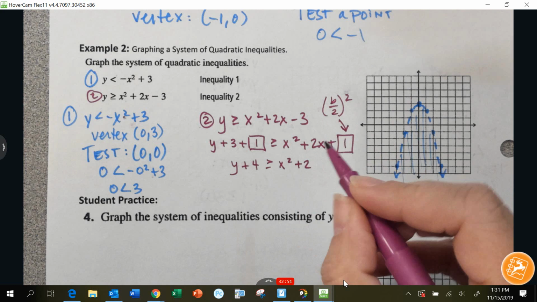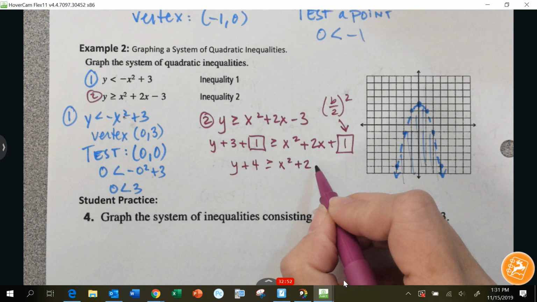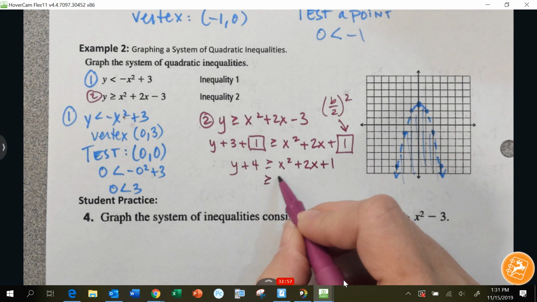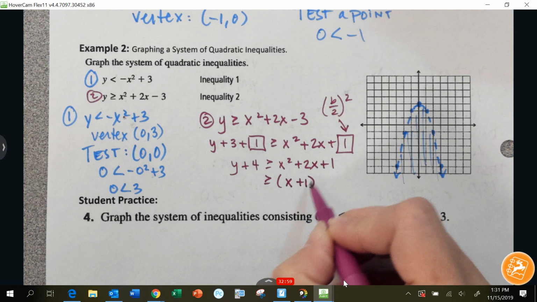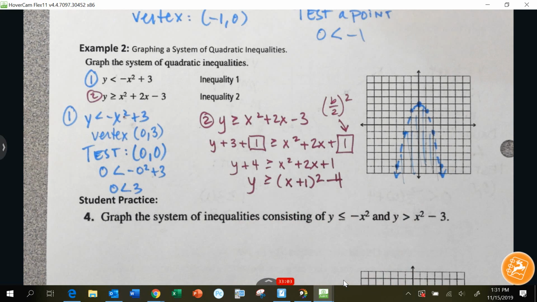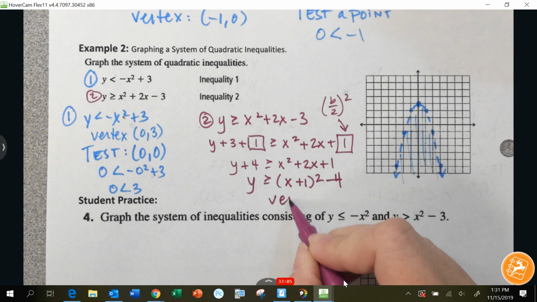Oops, I forgot to factor it. I'll factor it next. Sorry, I forgot to factor it, and I'm not using erasable pen. I'll just do it the next step. x plus 1 squared, and then when I move the 4 over, we'll have a minus 4 out there. So where's my vertex? I got a negative 1.